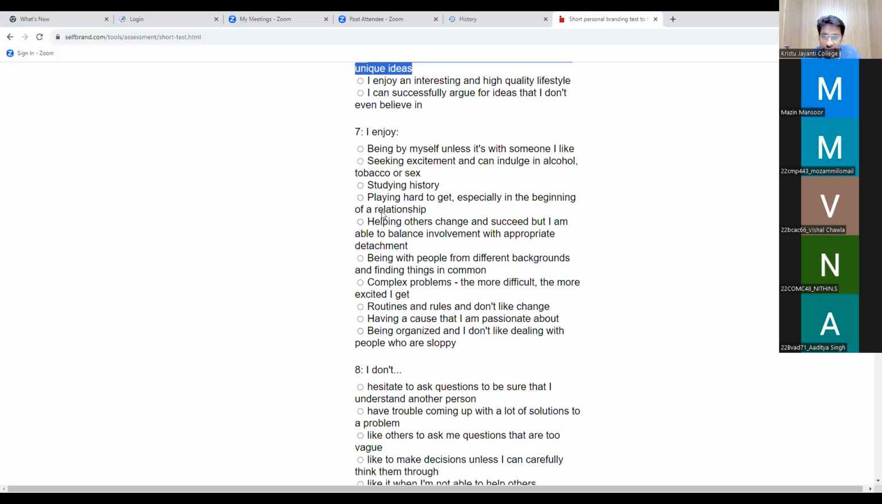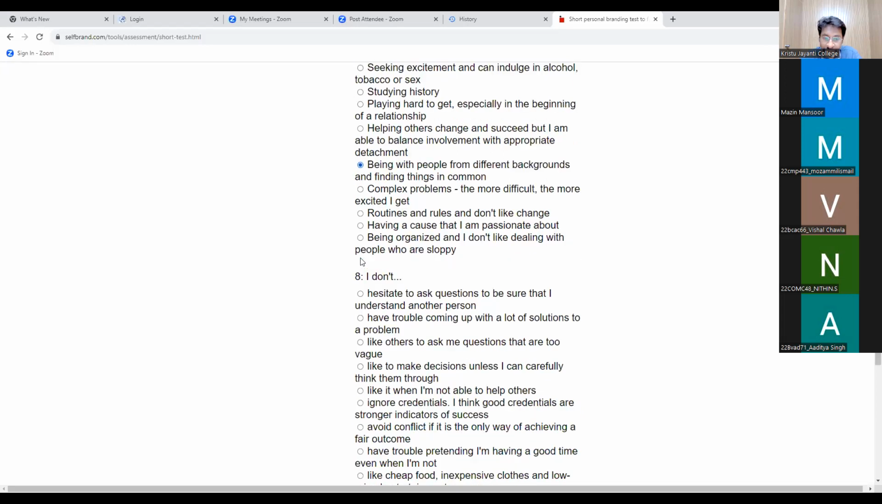So, this is a very difficult question. Seventh one, what do we enjoy? Your whole assessment lies on that particular page. Try to be more careful when choosing this one. Guys, everything looks a little closer. Each option is having more closeness, so you have to be a little more cautious about choosing the right one. If you ask me to choose, I always choose this one: being with people from different backgrounds and finding things in common, which I normally do.